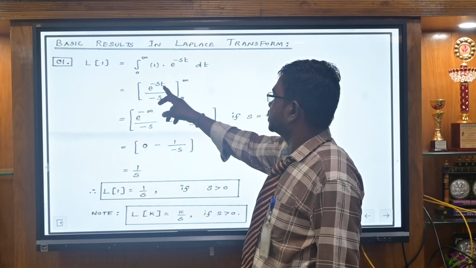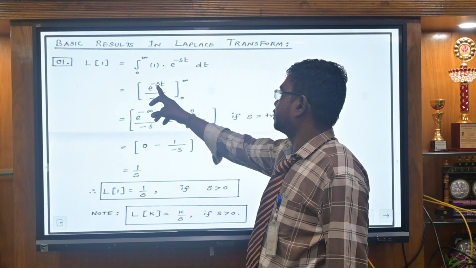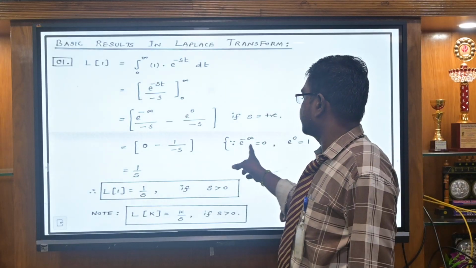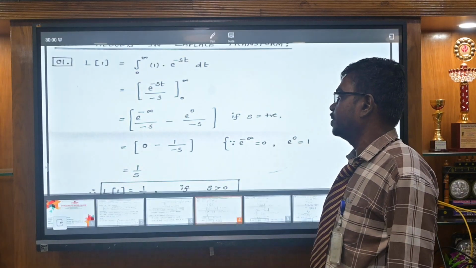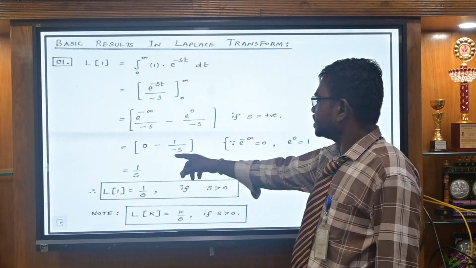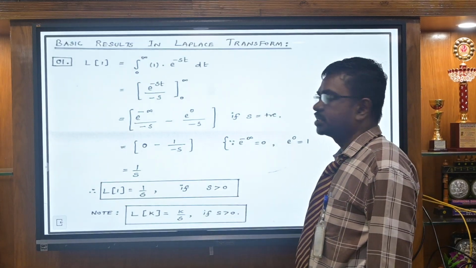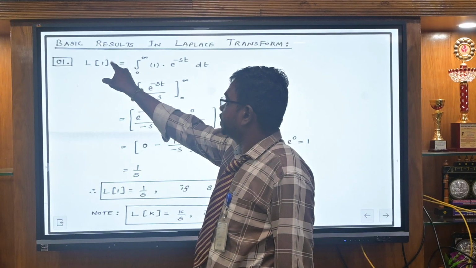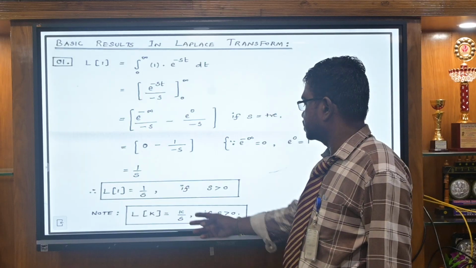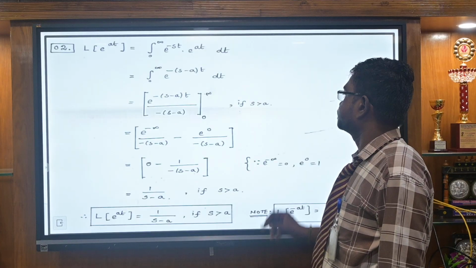Applying the upper limit, e power minus infinity by minus s, minus the lower limit, e power 0 by minus s. If s is always positive, e power minus infinity is 0 and e power 0 is 1. So we get 0 minus 1 by minus s, and after simplification we get 1 by s. Therefore L of 1 equals 1 by s if s is positive. In general, for a constant, L of k equals k by s, if s is positive.